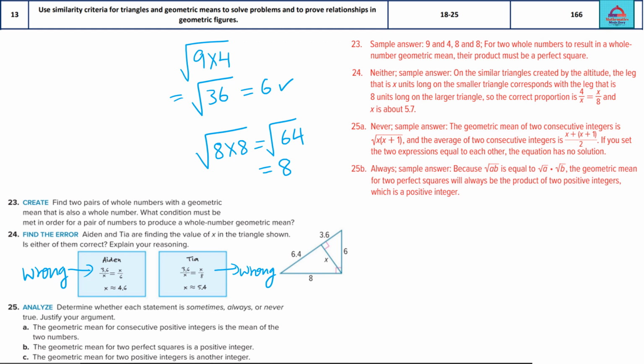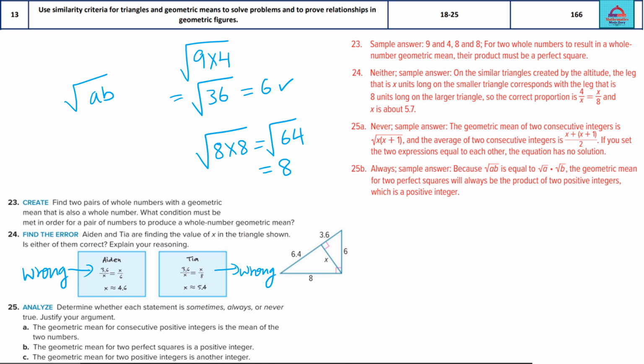B part, the geometric mean of two perfect squares is a positive integer. That is going to be always true. Why? Because the formula for the geometric mean of two numbers a and b is the square root of a times b, and when you take the square root, you're always taking the positive number. So as long as your two numbers a and b are positive, the square root is also going to give you a positive result. So the geometric mean for two positive squares will always be the square root of a product of two positive integers, which is going to give you a positive integer as the geometric mean. So B is always true.